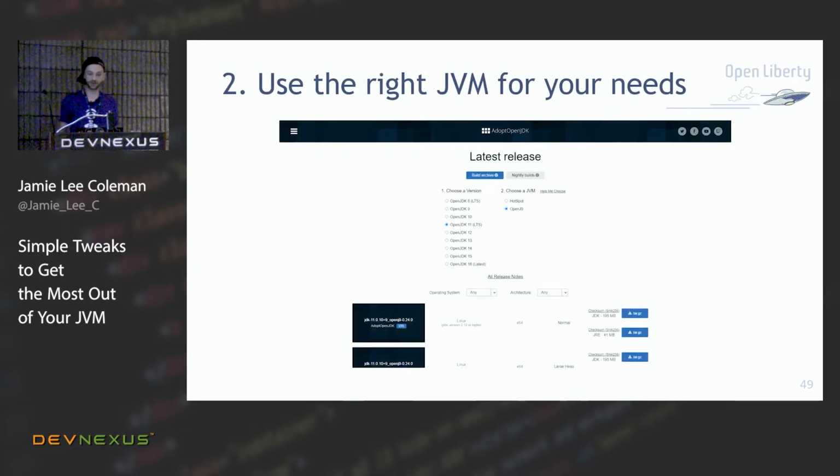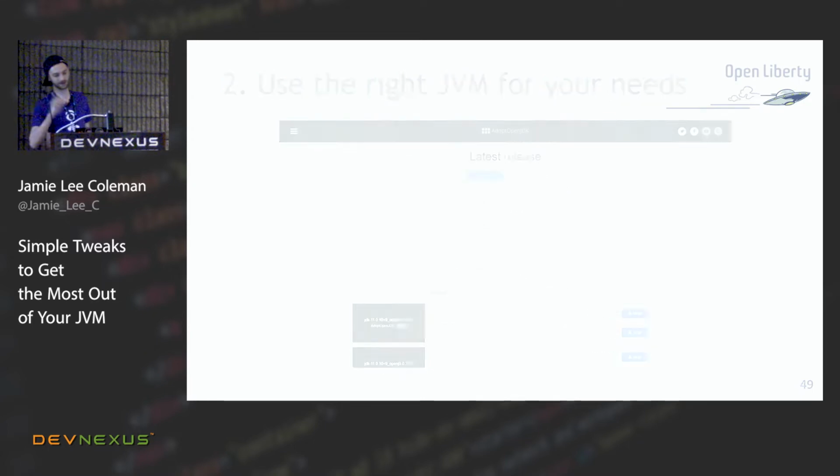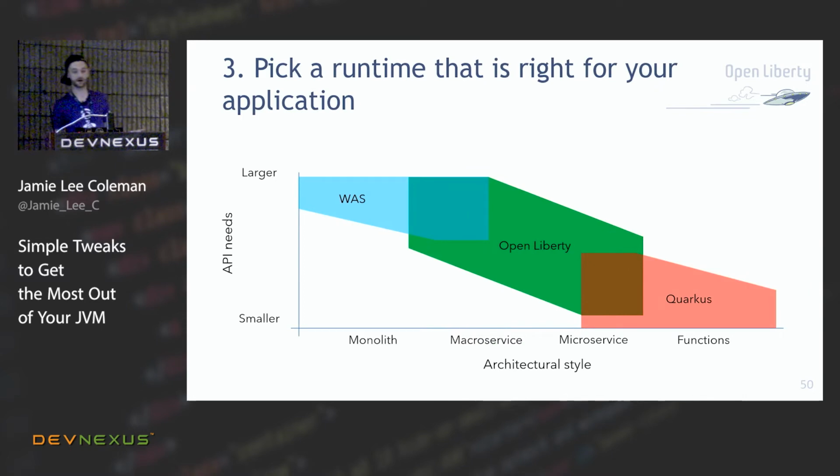Okay, so choosing the right JVM for your needs. Like I mentioned, there are loads of JVMs out there. The OpenJDK has lots of different flavors you can download. So do check out what the JVM is, what the characteristics of it are, and then check if it works out in the right way for your application. Picking the right runtime is another important thing.